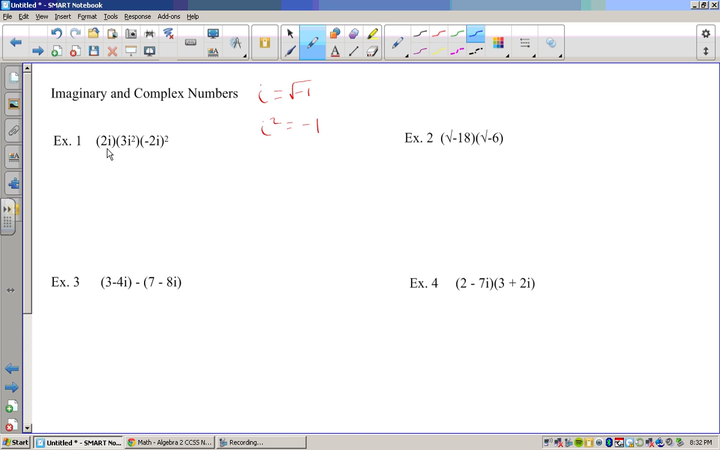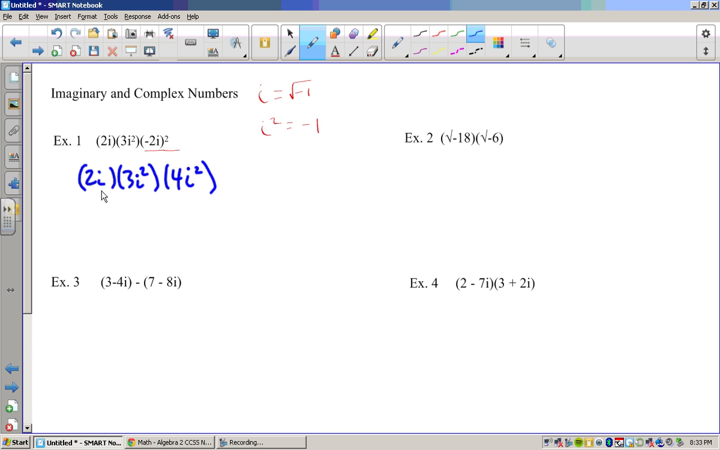In this first question, I'm multiplying 3 monomials together, but I have to take care of a couple of things first. Number one, this last part, I have to square -2i. So this first piece I keep, I have 2i, and then I have 3i squared. And here, if I square -2i, I have to square -2. That becomes 4, and I have to square i as well. So it's 4i squared.